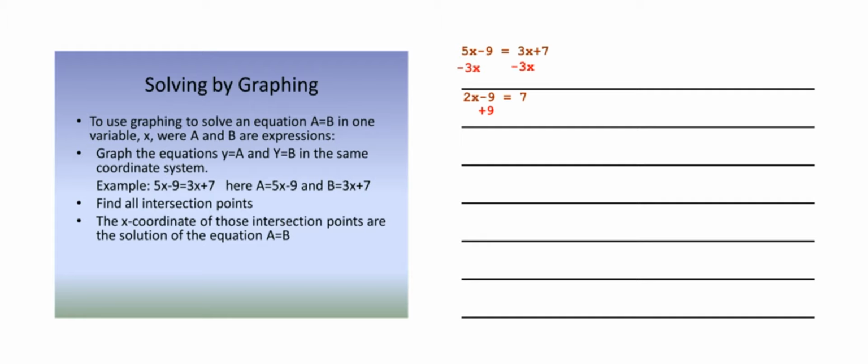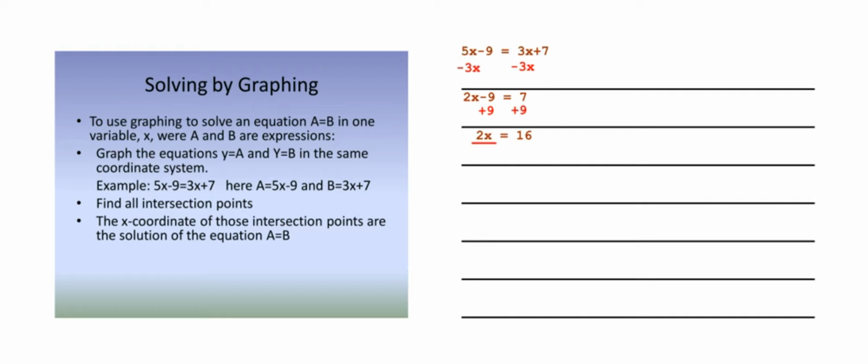Okay, so let's get rid of the 9 to solve for x. Meaning we're doing the opposite, right? It's negative 9, so we're adding 9. What we do to one side, we must do to the other. So 2x, and then 9 minus 9 cancels out. 7 plus 9 gives us 16. So 2x equals 16 then.